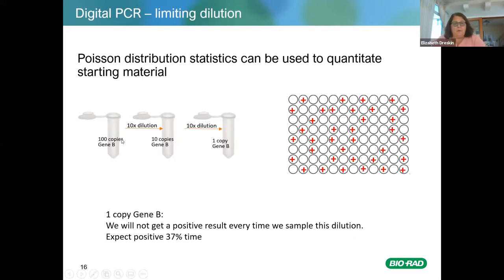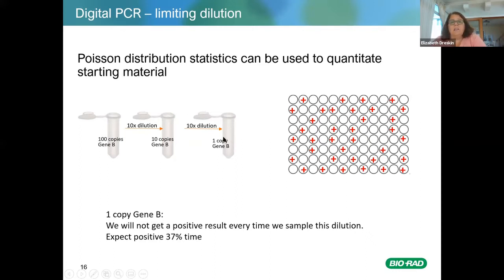So in this example, I've got 100 copies of gene B. Let's say it's in 5 microliters. If I dilute this tenfold, I'll have 10 copies in 5 microliters. And then I dilute another tenfold to have 1 copy in 5 microliters.